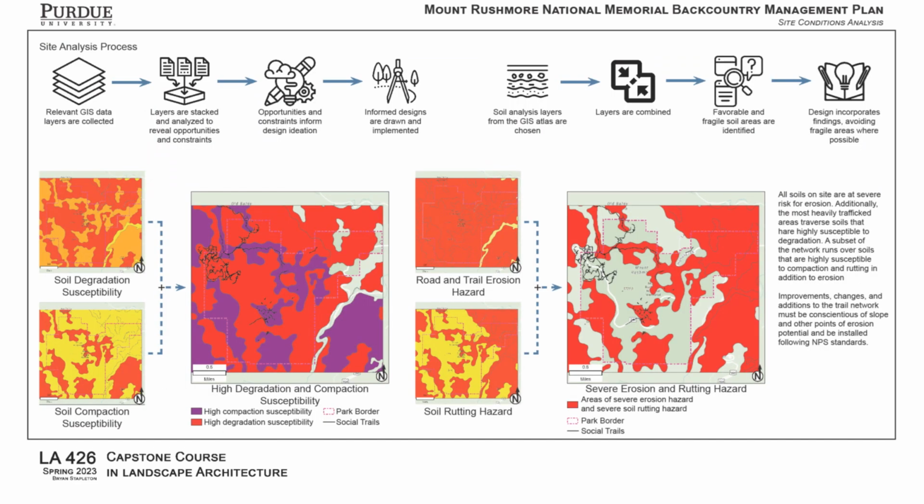As you can see, by combining data layers from the USGS Web Soil Survey analysis underneath the social trail network, you can see that the social trails run on areas that are susceptible to compaction, degradation, erosion, and rutting.